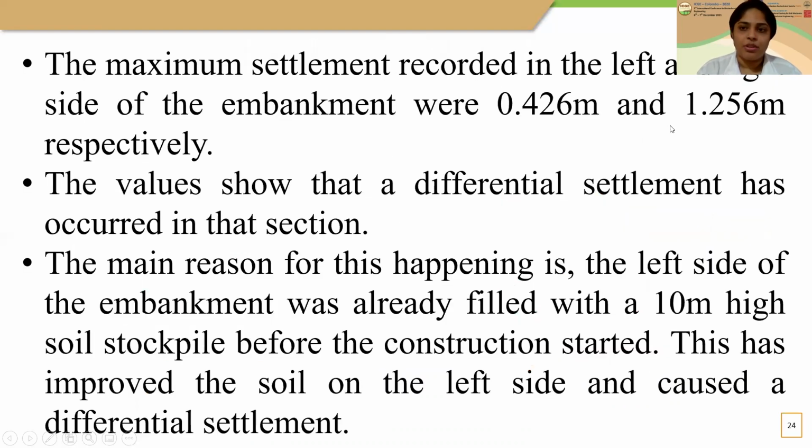The maximum settlement recorded on the left and right side of the embankment was 0.426 meters and 1.256 meters respectively. And here you can see a differential settlement has occurred in that section. The main reason for this is that the left side of the embankment was already filled with a 10-meter high soil stockpile before the construction started. This has improved the soil on the left side and caused the differential settlement.